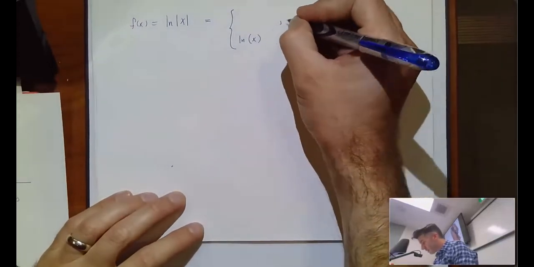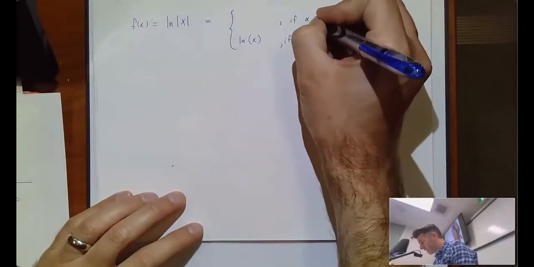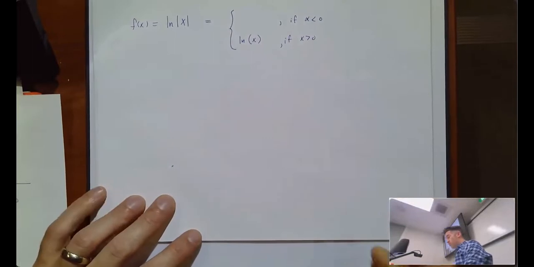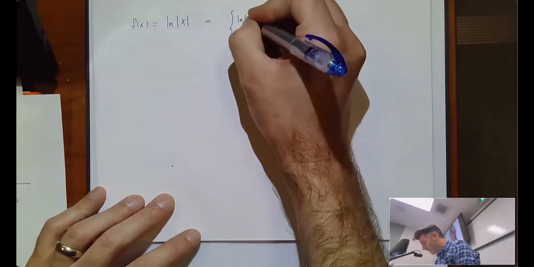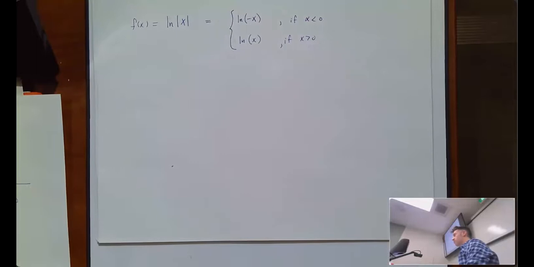However, if x happens to be negative, then we're going to get the natural log of the negative of that negative number.